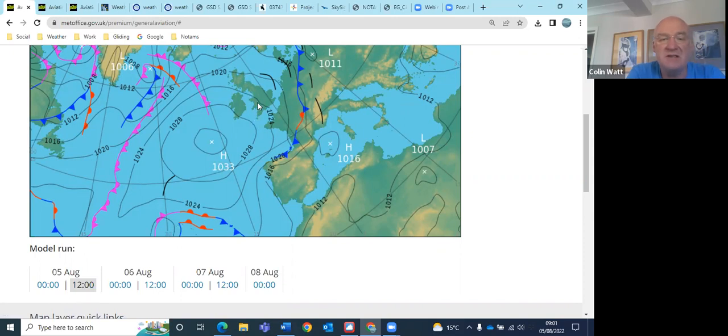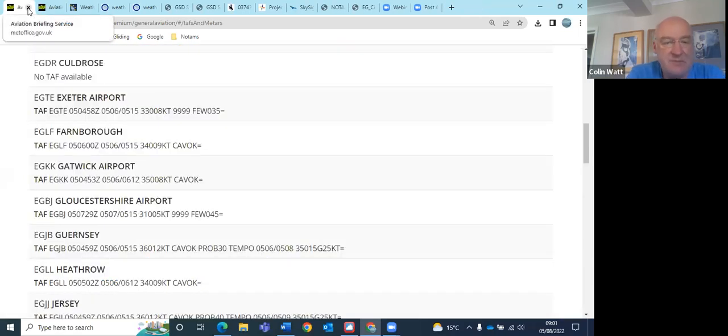Odd kinks in the sort of other charts I've looked at, so there may be some variance in the local winds during the day, but generally northwesterly flow. So the TAFs just give us a flavour of what's going on. 349 knots, so 6 to 10 knots from the northwest on the airfield, I think, for the day.